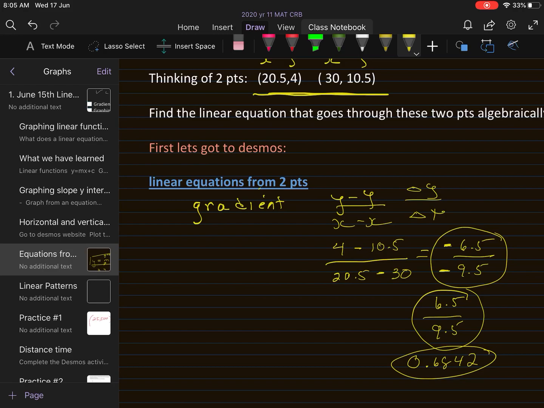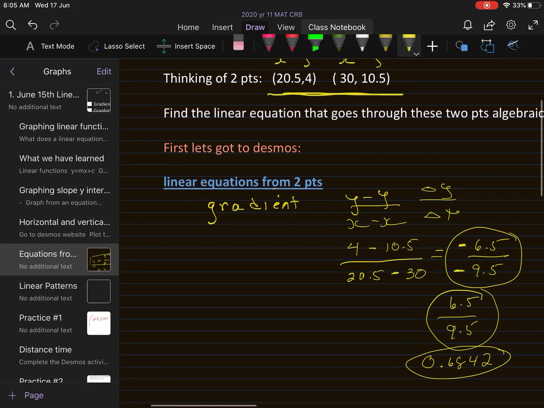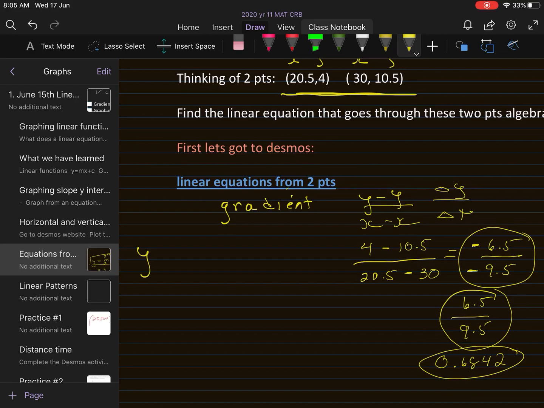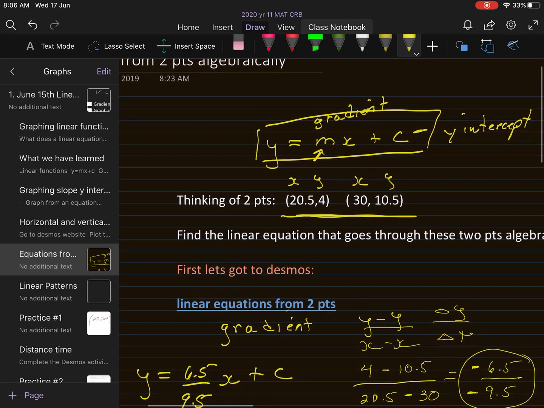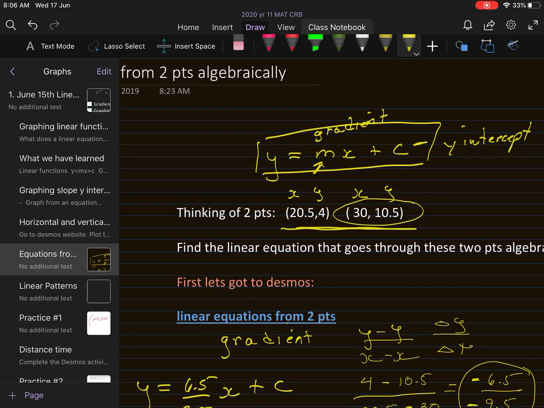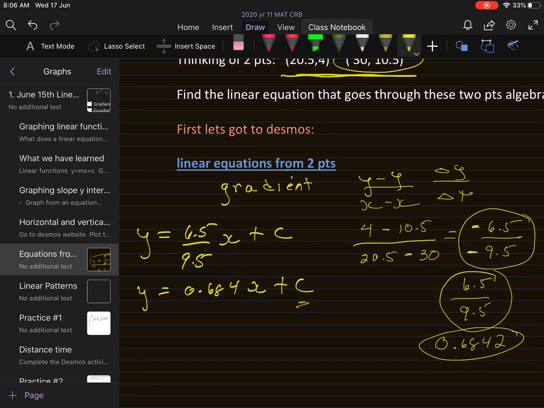Now, it could be money, so it could make a little bit of sense to the context. We don't know what the gradient is at this point. But what we know is that the equation is basically 6.5 over 9.5 x plus c. Or we could round it off and use it as a decimal, 0.684 x plus c, depending on the context. Now we need to find c, so what we can do is take one of these points, it doesn't matter which one, and substitute it into the equation so that we can find c.